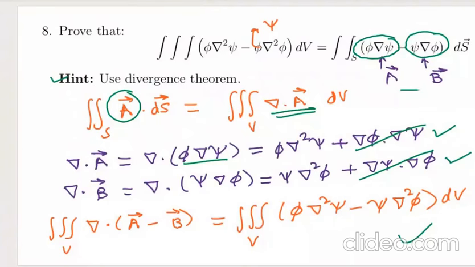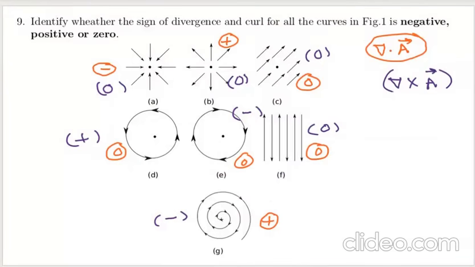In this question, we have been given certain figures and we have to find whether the sign of divergence and curl will be negative, positive, or zero. Suppose these are some vector A. I'm writing the divergence of A in this orange color and circling it, and I am writing the curl in this blue color, taking the square bracket.